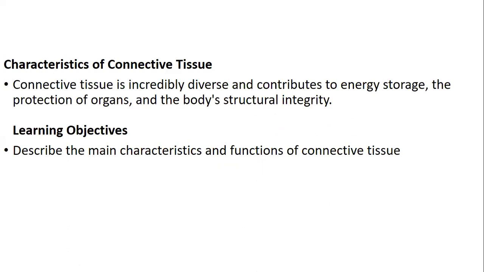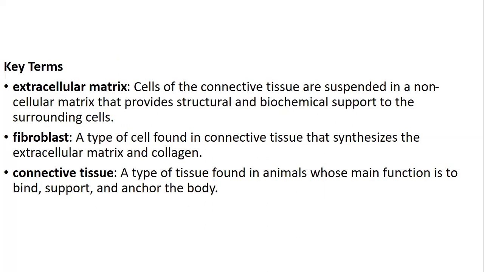The characteristics of this connective tissue is that it is incredibly diverse and contributes to energy storage and protection of organs, as well as the body's structural integrity. So our main objective after this discussion, you should be able to describe the main characteristics and functions of the connective tissue. Key terms that we're going to find here are extracellular matrix, which refers to the cells of the connective tissue that are suspended in a non-cellular matrix that provides structural and biochemical support to the surrounding cells.